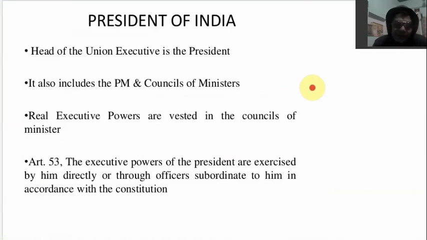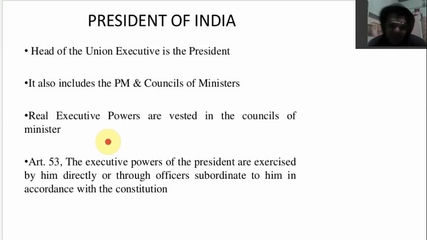Okay, so who is the President of India? First of all, he is the head of the union executive. The union executive comprises the PM and the Council of Ministers also, but the head of the executive of the union is the president. Real executive powers are vested in the Council of Ministers. This is important because the president is only a formal head. He's not a de facto ruler. He's not someone who actually does what he wants. He does not have actual powers. He has to approve the decisions that are taken by the Council of Ministers.